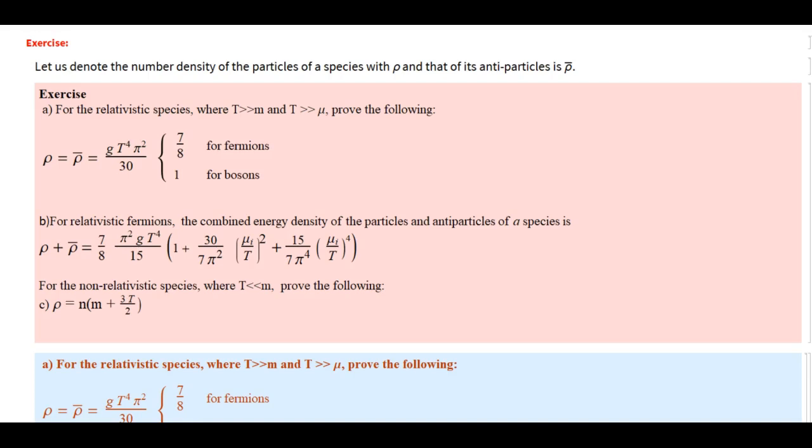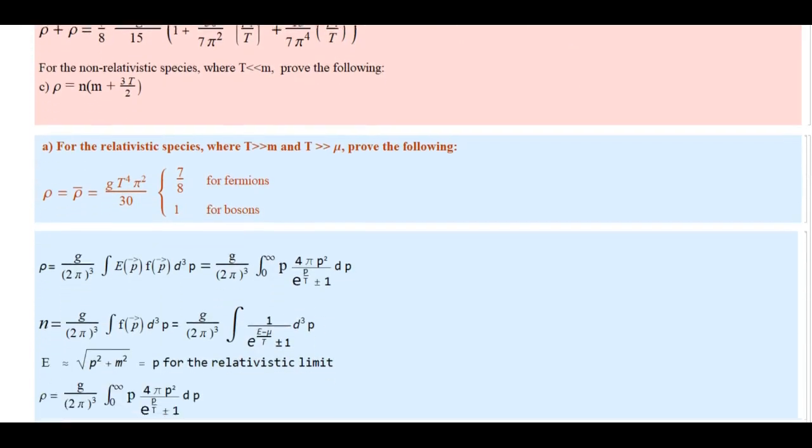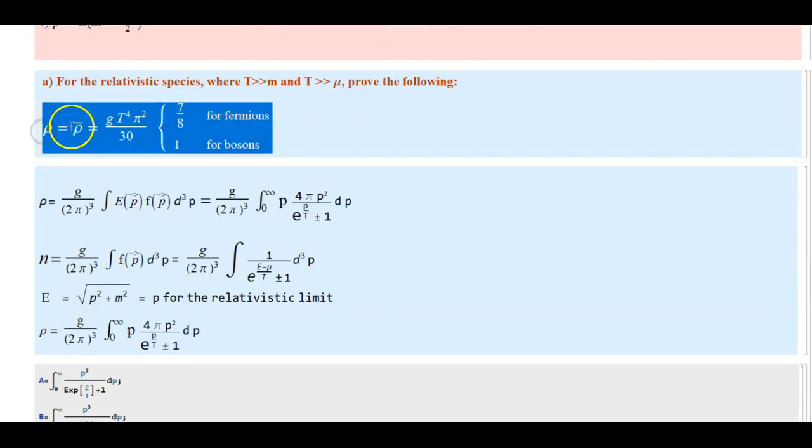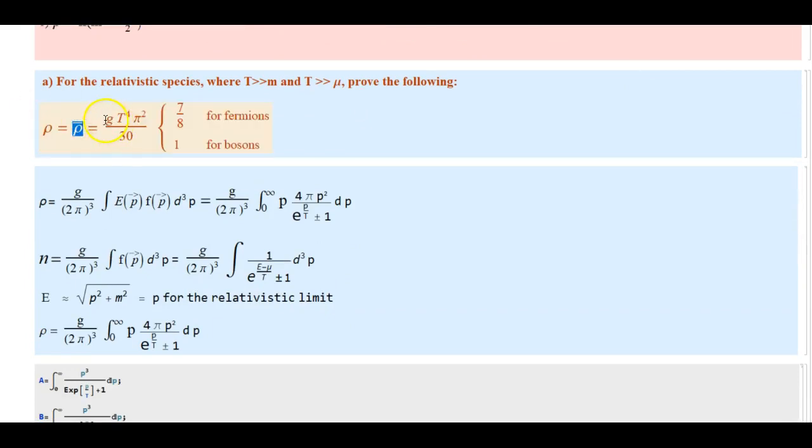So let us look at first of all the relativistic scenario, that energy density of particle is equal to the corresponding antiparticle and is given by this expression. The calculation is pretty straightforward. We just plug in the values in this energy density expression.